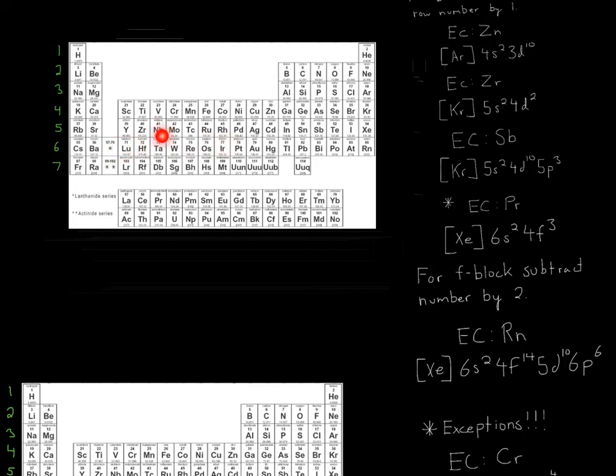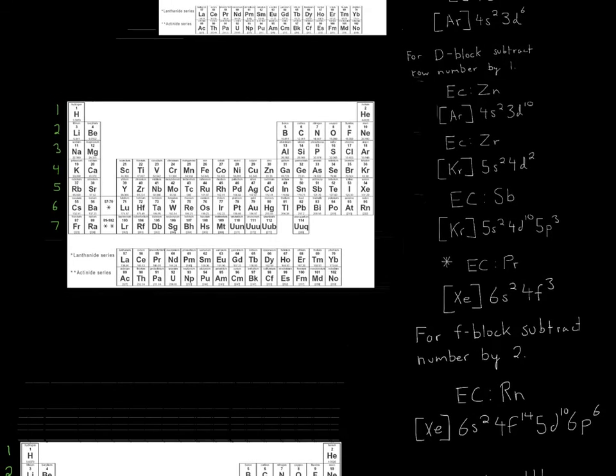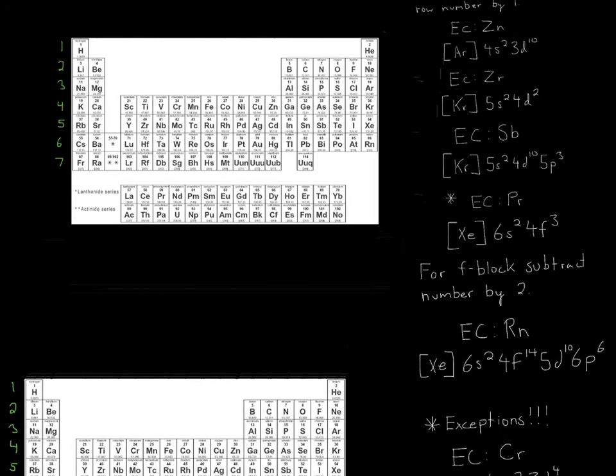And then we go into this row, right? And this is once again 6. Since this is the D block, you subtract by 1, as I wrote right here. If you're in the D block, you subtract the period number by 1. So since this is period 6, this will be 5d10. And then finally, you go left to right for the P block, which is completely normal. So it'll stay as 6, so 6p6.